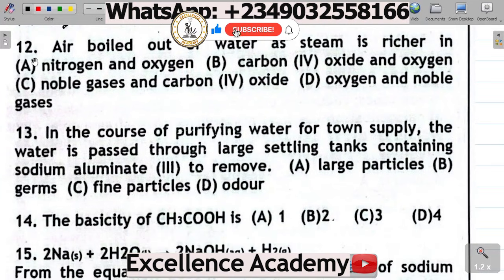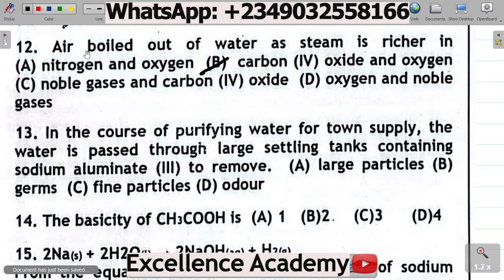Next up, question 12. Question 12 says, air boiled out of water as steam is richer in A, nitrogen and oxygen, B, carbon dioxide and oxygen, C, noble gases and carbon dioxide, D, oxygen and noble gases. For this question, the correct option is option B. Please note that the air boiled out of water as steam is richer in carbon dioxide and also richer in oxygen. So the answer there is B.